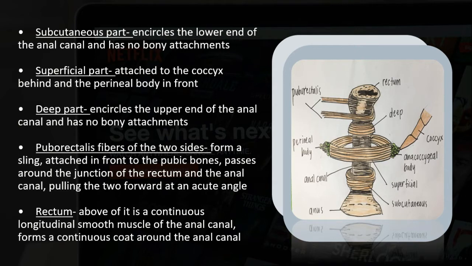Next, the puborectalis fibers of the two sides here form a sling attached in front to the pubic bones, and pass around the junction of the rectum and the anal canal, pulling the two forward at an acute angle. And lastly, the rectum, above which is a continuous longitudinal smooth muscle of the anal canal that forms a continuous coat around the anal canal.